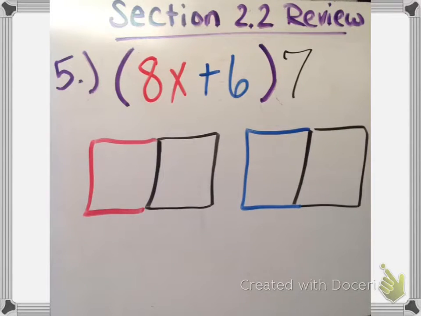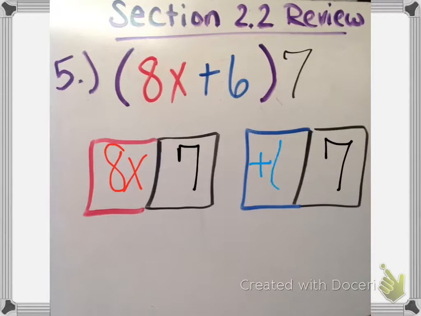Again, you have the number that is being shared at the back of the expression. So you have the quantity of 8x plus 6 times 7. What is your answer? Remember, it is the 7 being shared, so that is brought down into the black boxes. Then you bring down the red 8x and the blue positive 6.